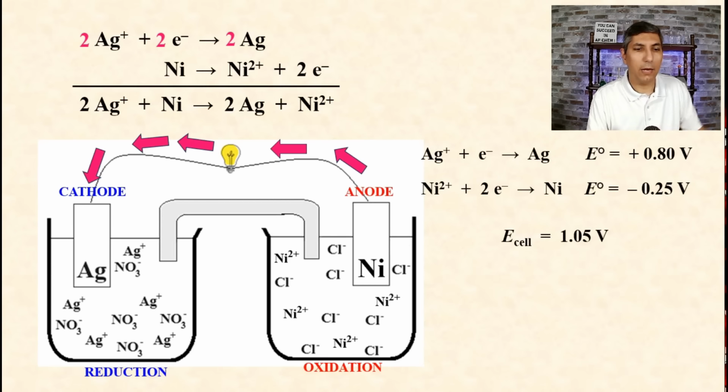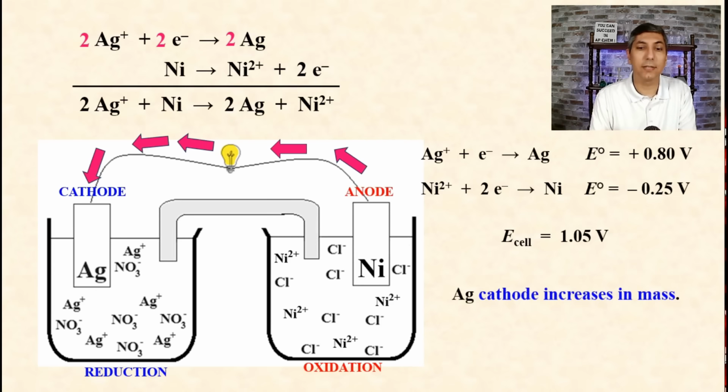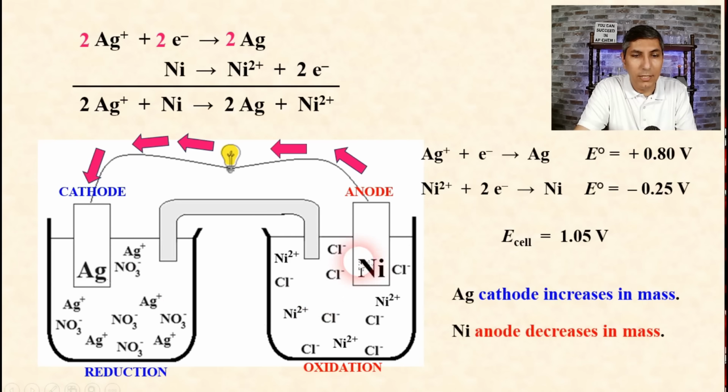Whenever you have a galvanic cell with metallic electrodes like this, I always tell my students the cat gets fat, which means that the cathode increases in mass. So the cathode is the silver, so as the reaction runs, you're going to see the mass of silver over here increasing, and then the anode is going to decrease in mass. So this Ni, this nickel, would be being corroded away and would actually decrease in mass.